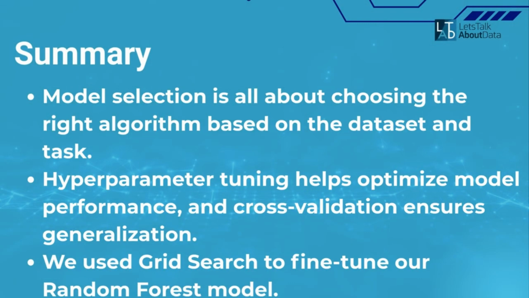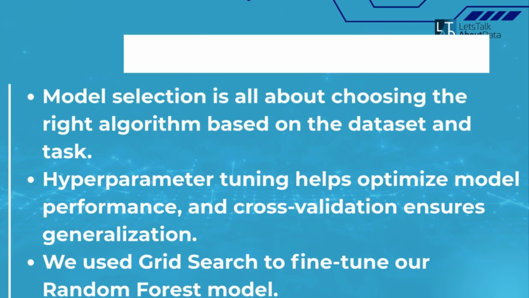Summary. Model selection is all about choosing the right algorithm based on the dataset and task. Hyperparameter tuning helps optimize model performance, and cross-validation ensures generalization. We used grid search to fine-tune our random forest model.